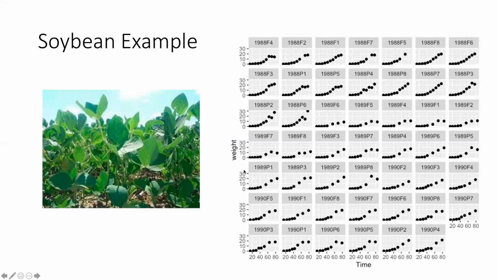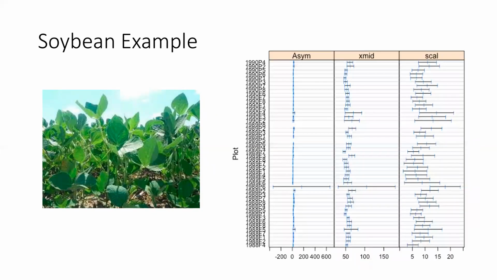In this case, we have soybean plants, and they measure the weight of the leaves in the soybean plants. And we have time on the x-axis. This is a whole bunch of different plots. But we don't only have different plots, we have two different varieties that we're looking at. This example is going to give us the opportunity to look at a bit more complexity than what we had before with the orange tree example.